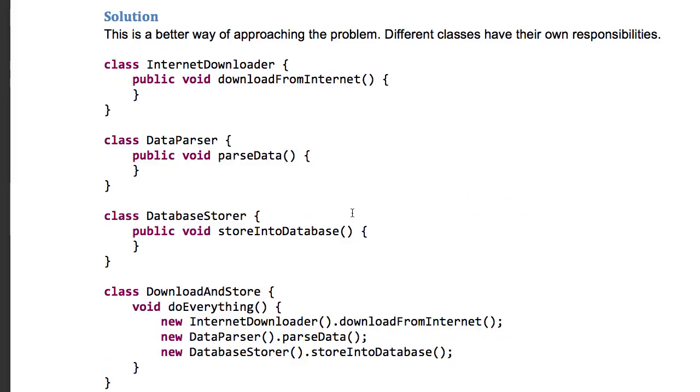A better way to approach that problem would have been to have different classes with specific responsibility. Have a class for downloading from the internet, have a class for parsing the data, have a class for storing it into the database. And then you can have another class at a high level which is responsible for invoking the methods in each of these classes. This would ensure that each of these is reusable. So this class can be reused somewhere else if I have to download something else, or this parsing logic can be reused and things like that.